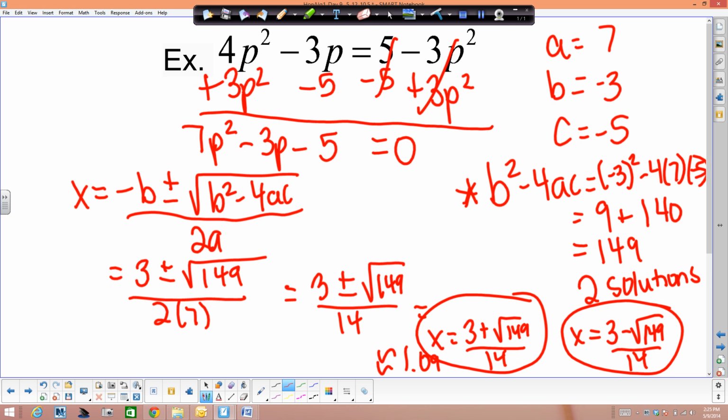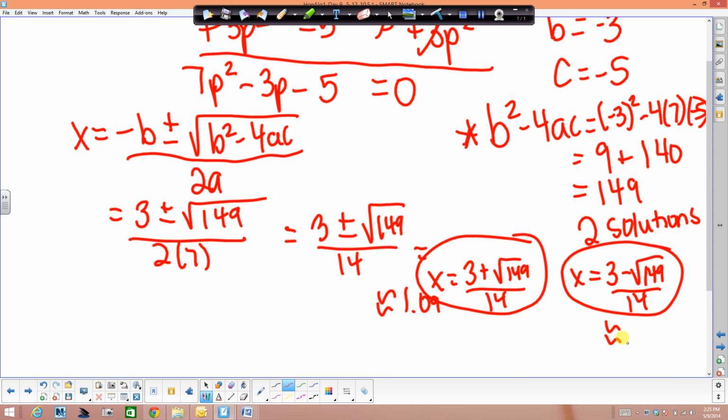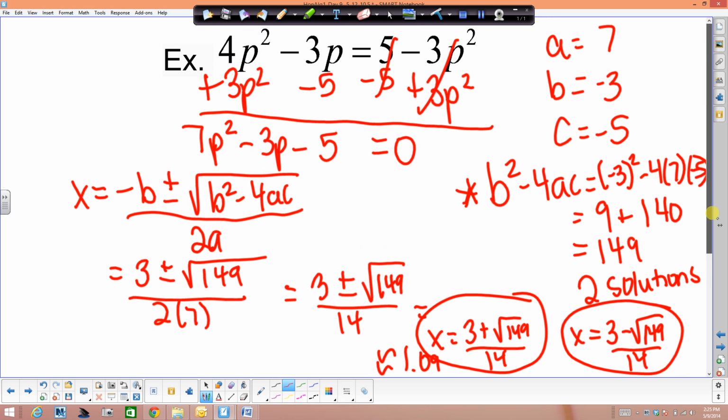And then for the second one, you should get that it's approximately negative 0.66. So plug those in your calculator, make sure you get those decimal approximations, and if not, y'all can try to help each other out. But unless it says to get the decimal, you don't have to. But if it does, use your calculator to figure that out.